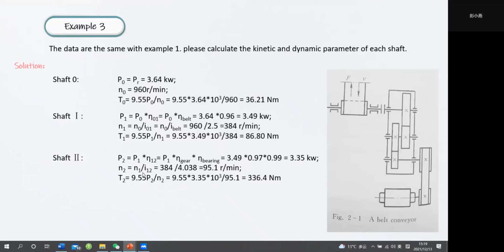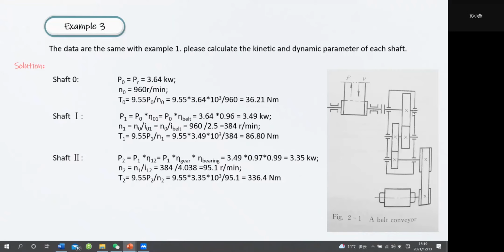And then for the speed, N2 is N1 divided by the speed ratio I12 or I1. We have calculated I1 is 4.038. So N2 is N1 divided by the speed ratio I1 or I12. And then we know P2 and N2.